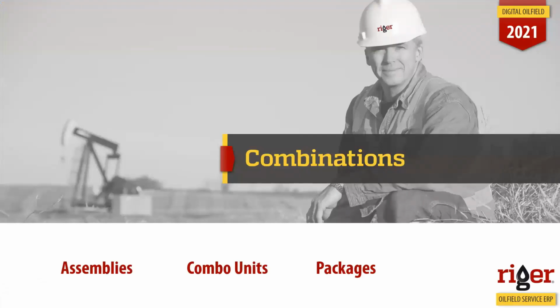Let's move on and talk about combinations, because it's usually the case in the oilfield rental business that you deploy several pieces of equipment together, and you would like to consider them as one unit or as one bundle. So we have 3 different types of those bundles that will cover most scenarios that you would need in your business. We've got assemblies, we've got combo units, and we have packages. Let's talk about each one of them in more detail.